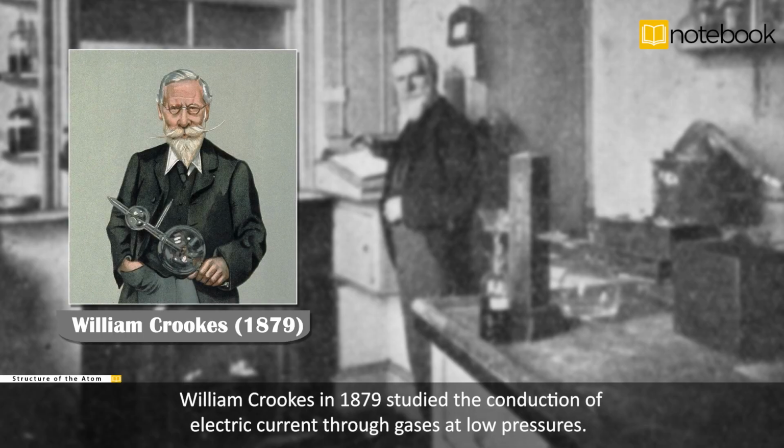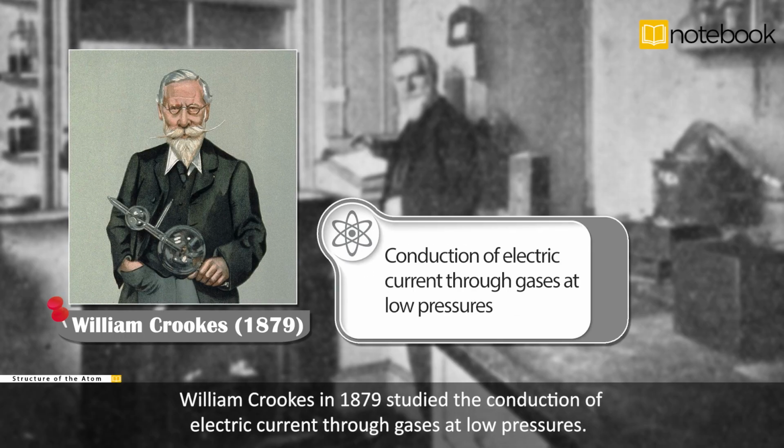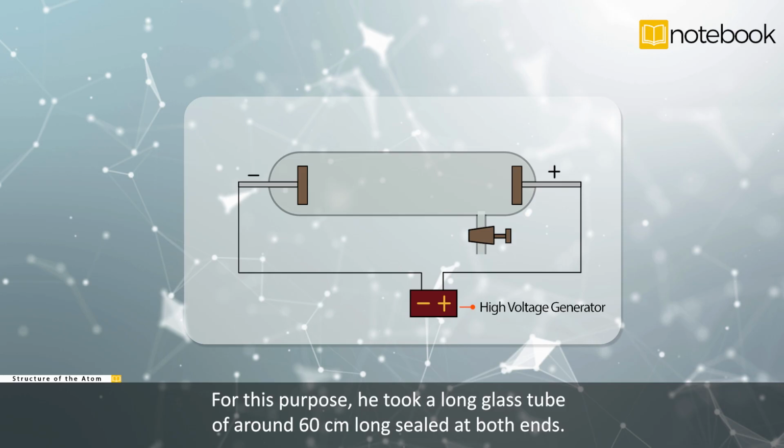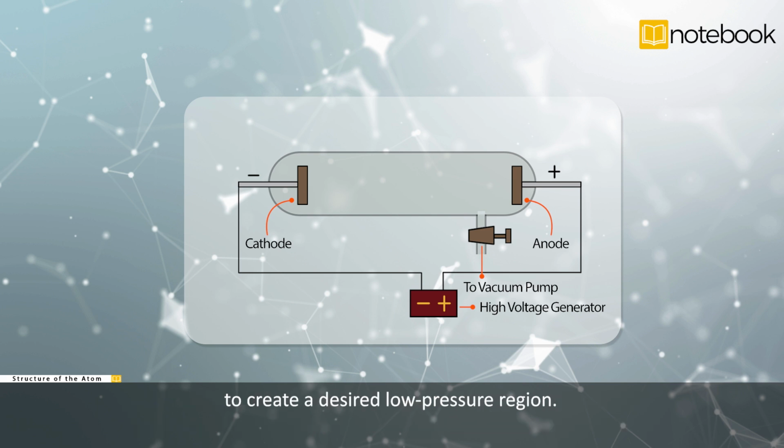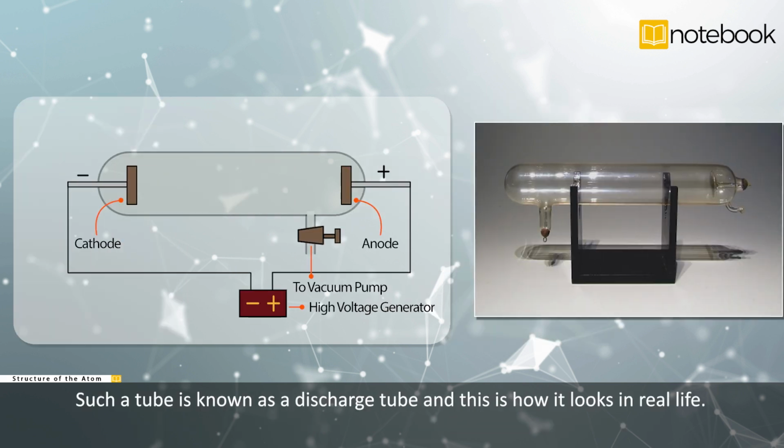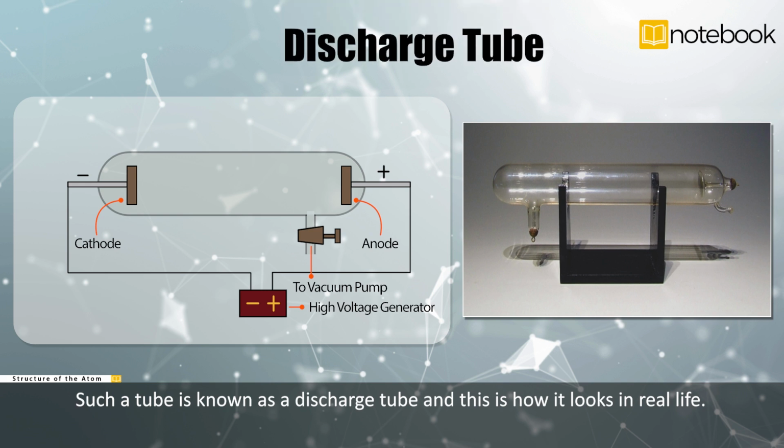William Crookes in 1879 studied the conduction of electric current through gases at low pressures. For this purpose, he took a long glass tube of around 60 centimeters length, sealed at both ends. It was fitted with 2 metallic electrodes at the ends and also had a stopcock which could be connected to the vacuum pump to create a desired low pressure region. Such a tube is known as a discharge tube, and this is how it looks like in real life.